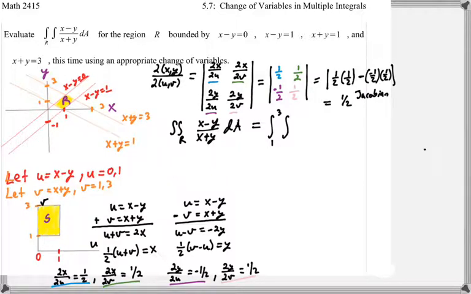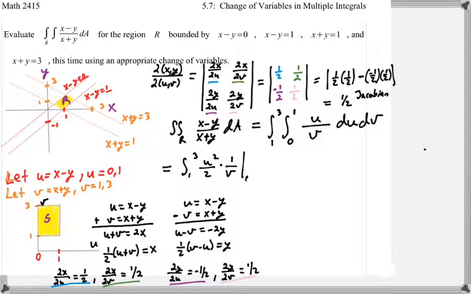So the limits for v is 1 to 3. The limits for u would be 0 to 1. And then x minus y is u, x plus y is v, du dv. It's going to be equal to the integral from 1 to 3 of u squared over 2 times 1 over v, evaluating u from 1 to 0 du.